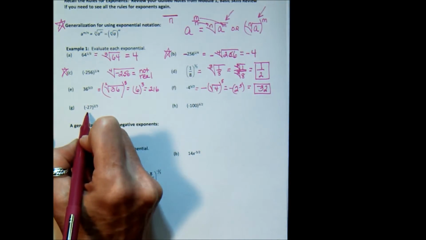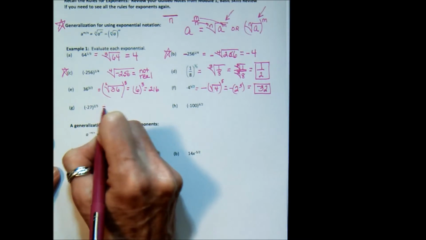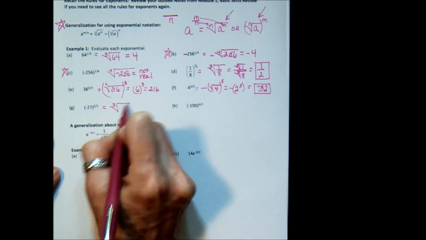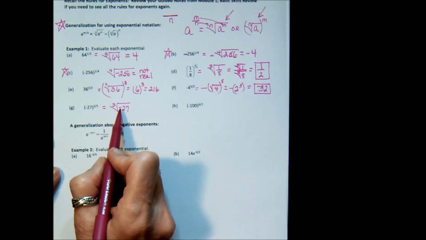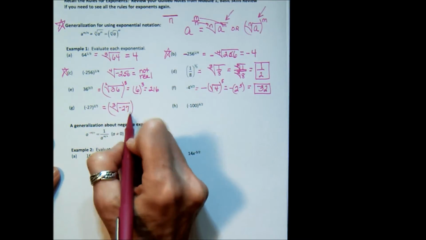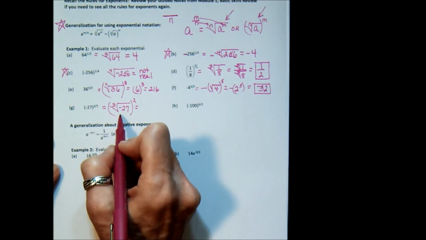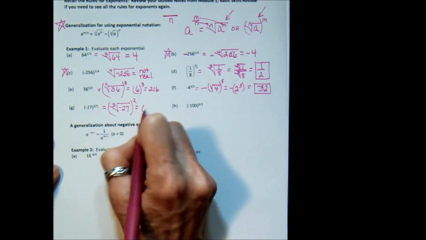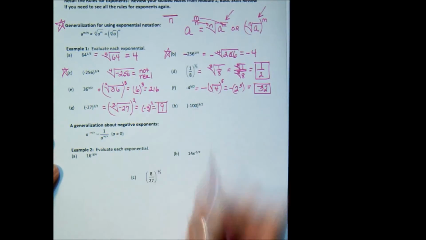Here, notice the negative sign is included with the 27. This is actually negative 27. So what I want is the third root of negative 27. That's not a problem with the negative sign inside because this is an odd root. And then once I get it, I'm going to square it. Well, the cube root of negative 27 is negative 3. And when I square that, I get positive 9.